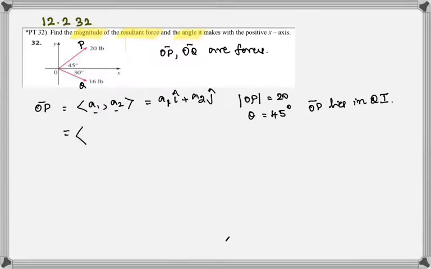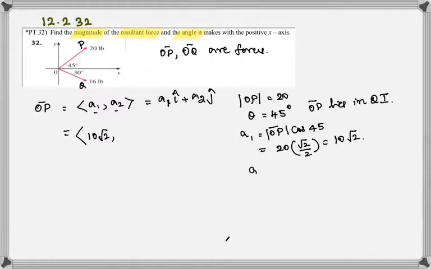So A1 is the absolute value of the vector times cosine of the angle, which will be equal to, in this case, 20, which is the magnitude of the length of the vector OP, then cosine 45 is root 2 over 2, which is equal to 10 radical 2. So 10 radical 2 is the x component.